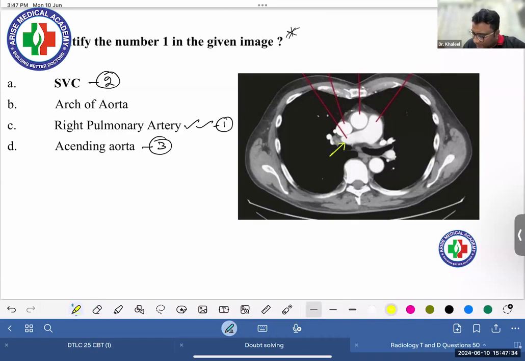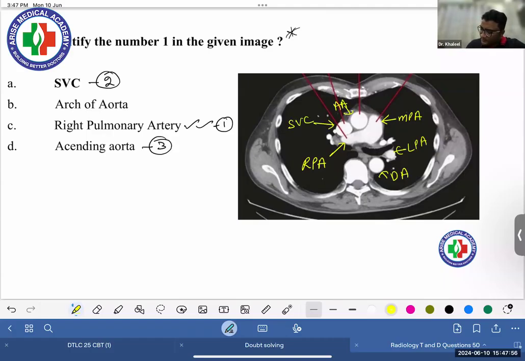So this is the right pulmonary artery. This is the main pulmonary artery. This is the left pulmonary artery. This is the descending aorta. This is the ascending aorta. And this vessel on the right side is the superior vena cava.